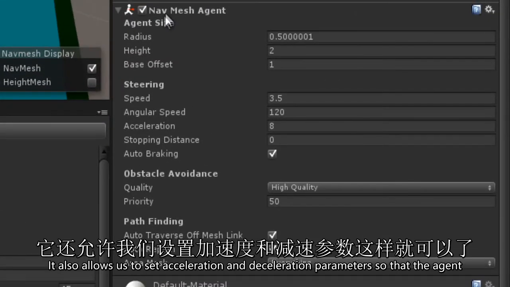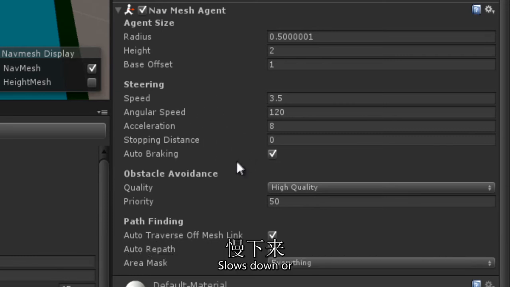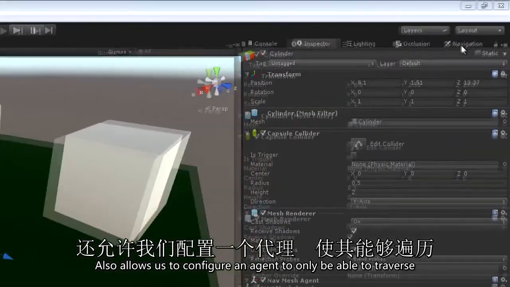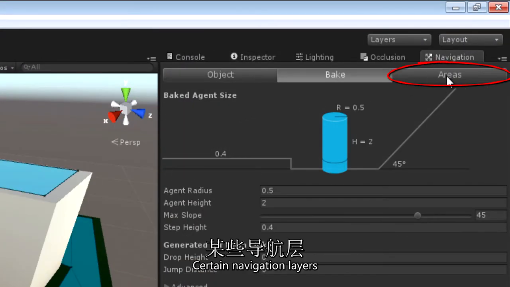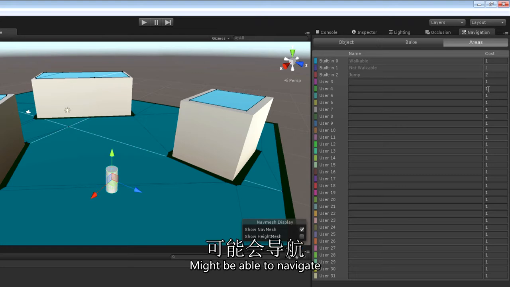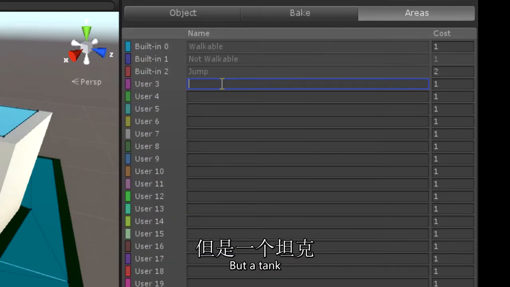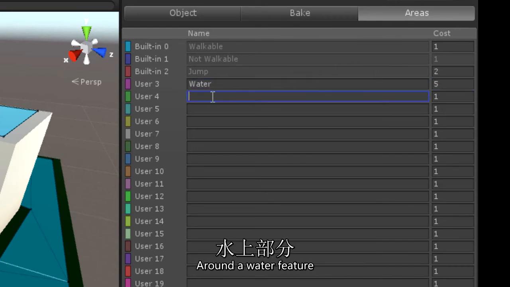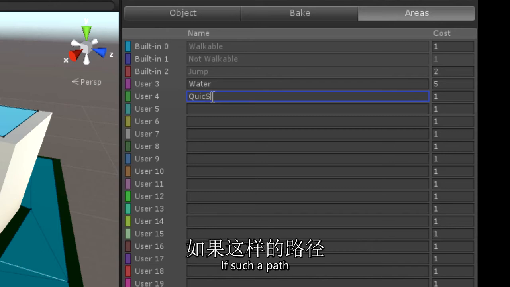It also allows us to set acceleration and deceleration parameters so that the agent slows down or brakes organically as it reaches each waypoint along the path. Unity's navigation system also allows us to configure an agent to only be able to traverse certain navigation layers and at different costs. A character, for example, might be able to navigate via swimming across a water node, but a tank or a car would not be allowed and would therefore find a different path around the water feature when searching the graph, if such a path existed.